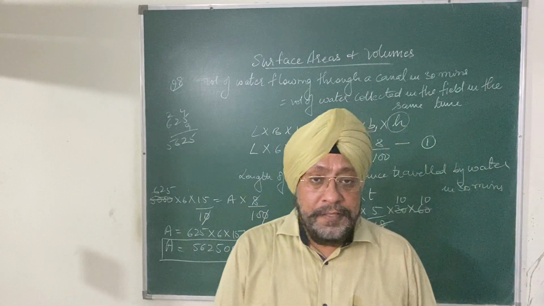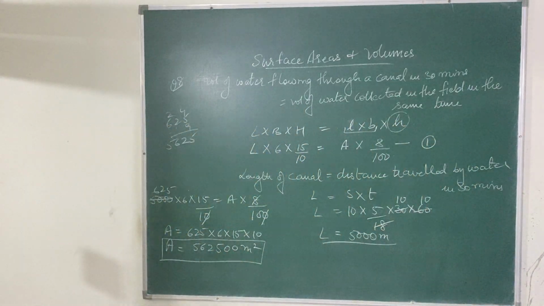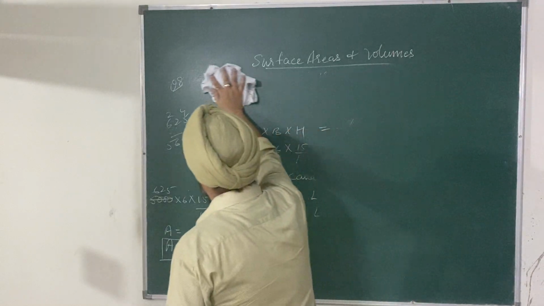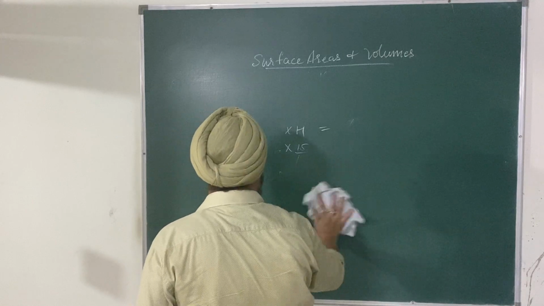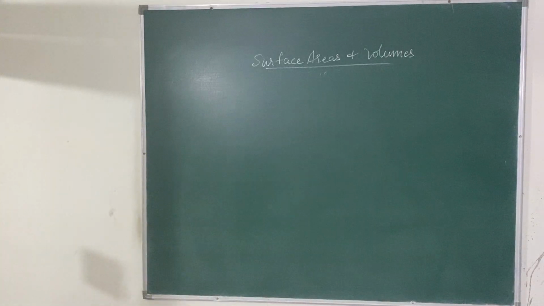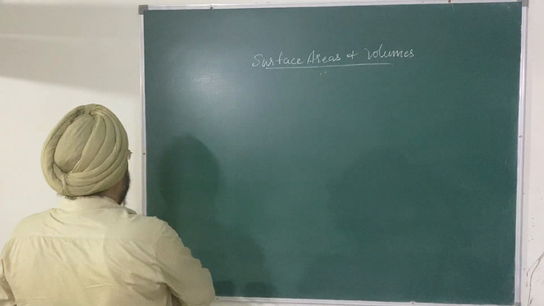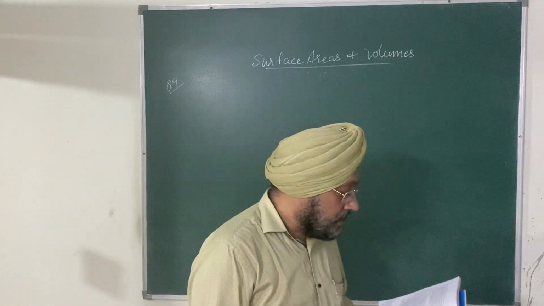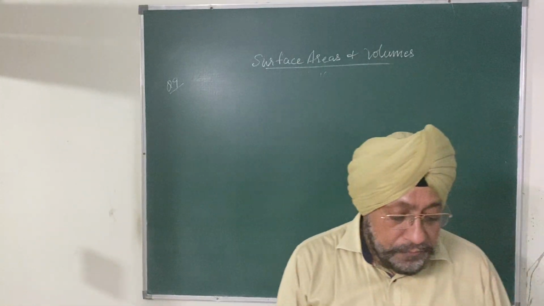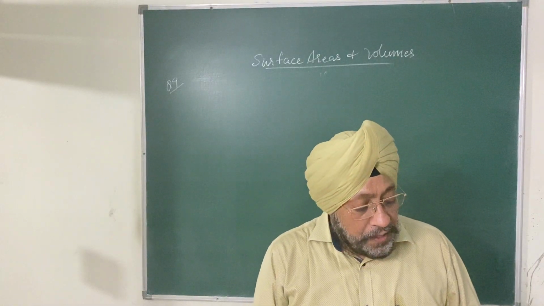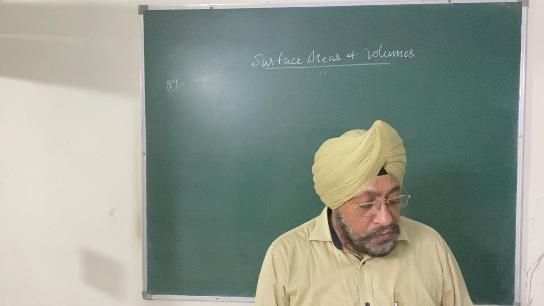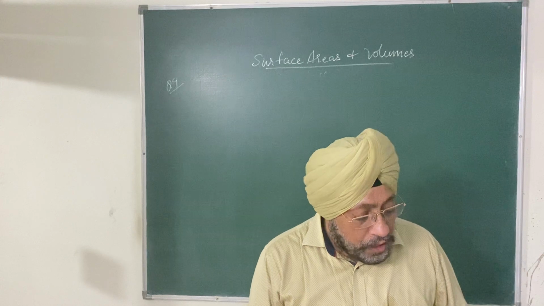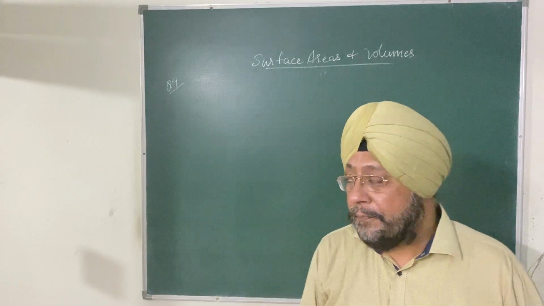So let's start with question number 9. Now this question number 9 is absolutely based on question number 8. A farmer connects a pipe of internal diameter 20 cm from a canal into a cylindrical tank in a field which is 10 meter in diameter and 2 meter deep. If the water flows through the pipe at the rate of 3 km per hour, in how much time will the tank be filled?